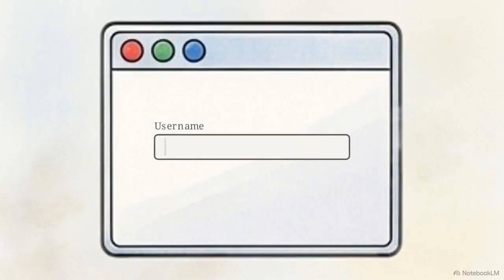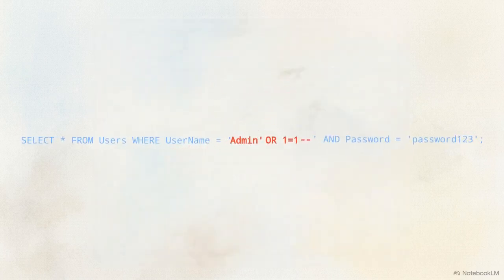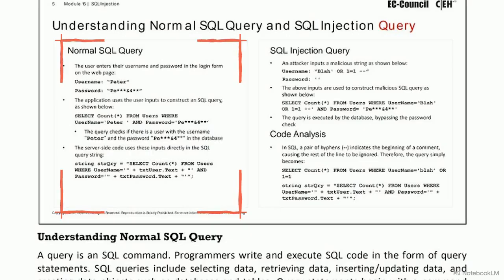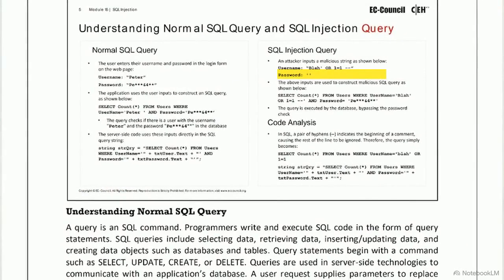The root of this vulnerability lies in dynamic query construction, the practice of building database commands on the fly by pasting user input directly into a query template. Look at this comparison. A normal query checks the username and password. An injected payload alters the structure. Entering OR 1=1 creates a tautology, making the username condition true. Finally, the concluding hyphens instruct the database to ignore the password check entirely.